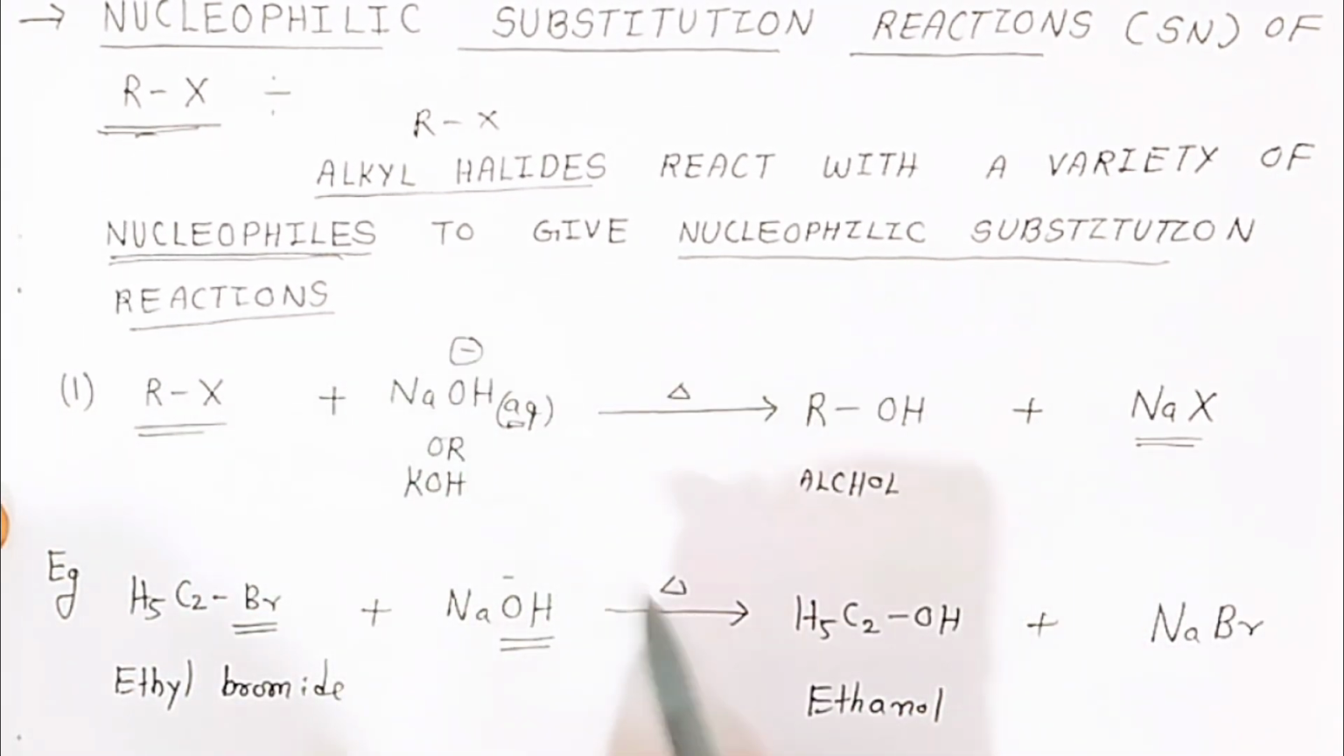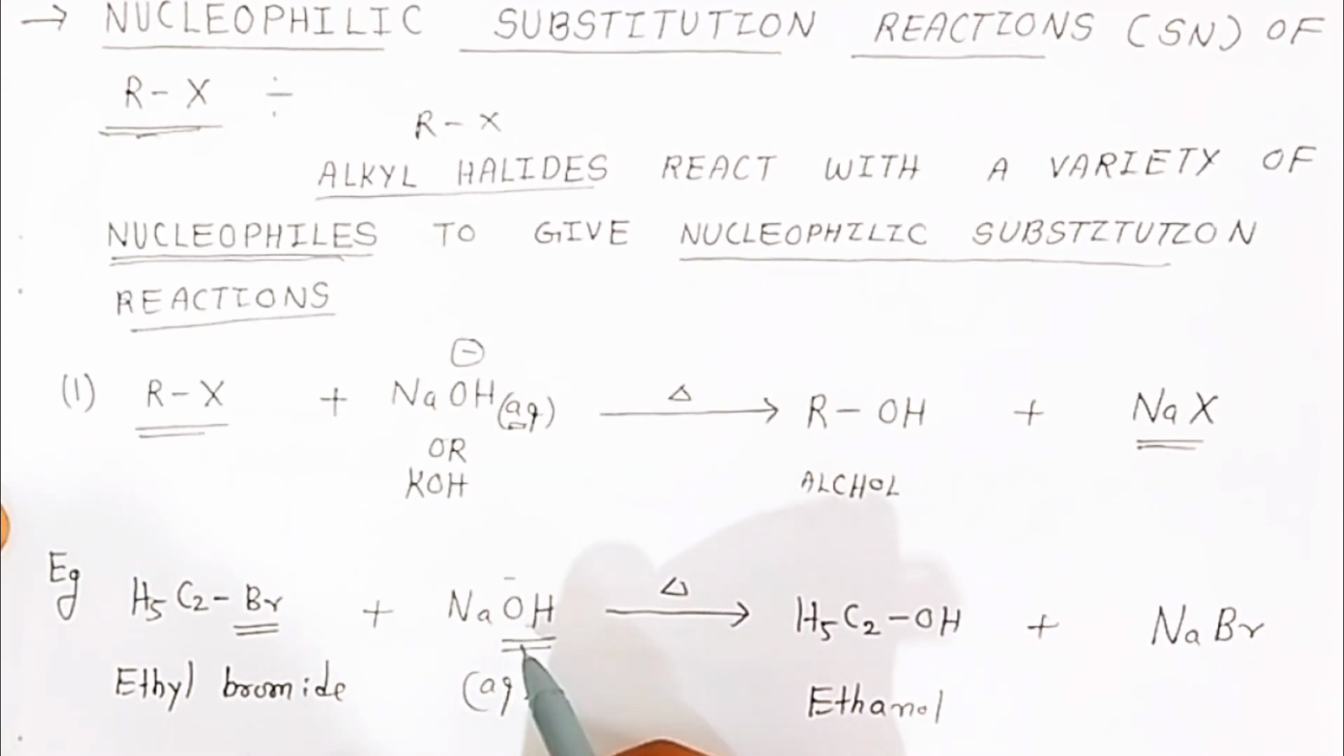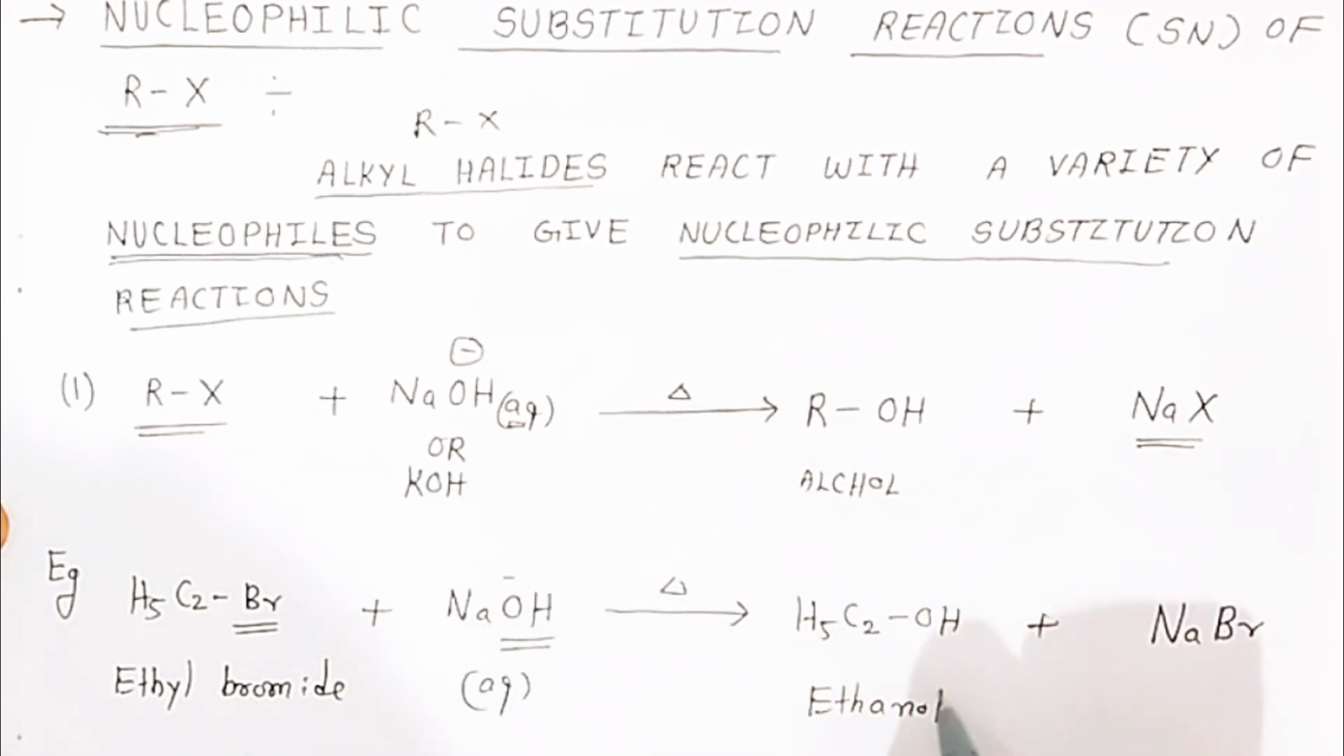This is the general reaction, students. We have used aqueous NaOH. In the examination, they may ask: what will be the action of aqueous NaOH on ethyl bromide? So this way, students, you have to write down the reaction. For 2 marks, students, they will ask this in the board examination.